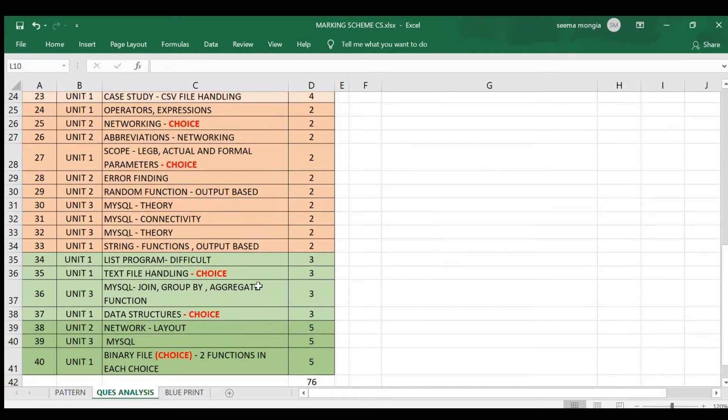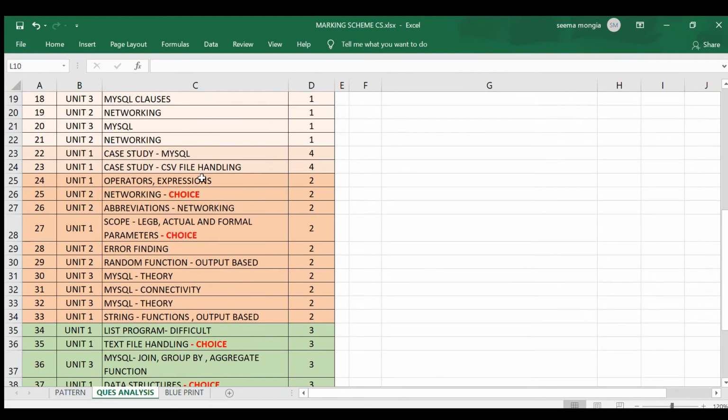Now coming on to 2-marker questions, there will be 10 two-marker questions. Out of these 10, all 10 are compulsory. You can see here that all the chapters are covered over here. But depending upon the topics, the difficulty level has been decided. For example, in a 2-marker question, a networking question is given here with a choice, and then a particular topic of scope of a variable and a function, local, enclosed, etc., or actual and formal parameters.